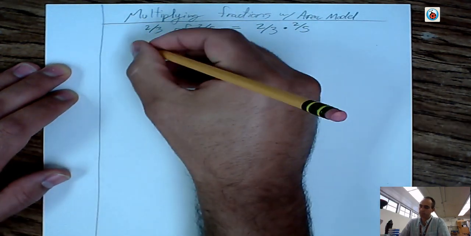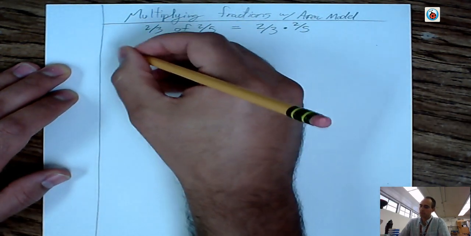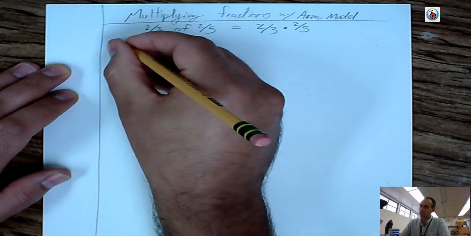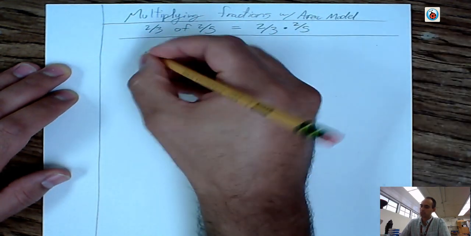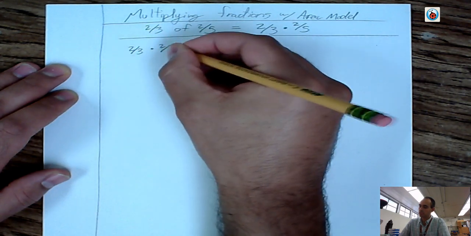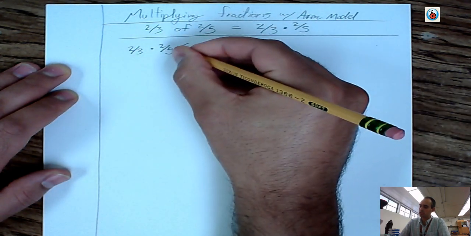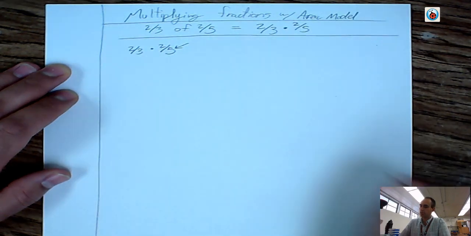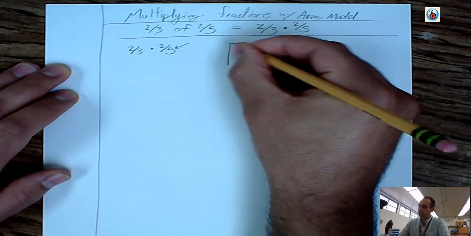First things first, an area model, we use a rectangle to actually set it up. We're going to set this up in 4 different parts. So the first part, 2/3 times 2/5. We're going to use the second denominator for our area model. So area model is written with a rectangle.